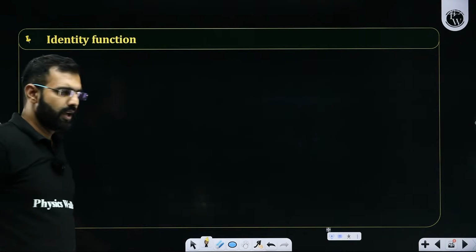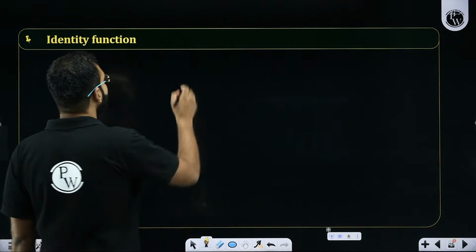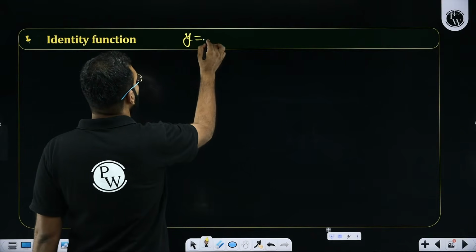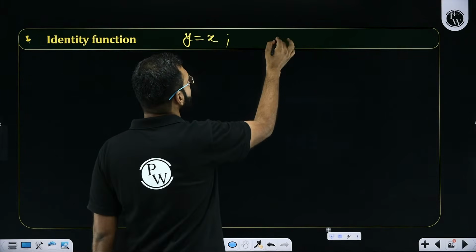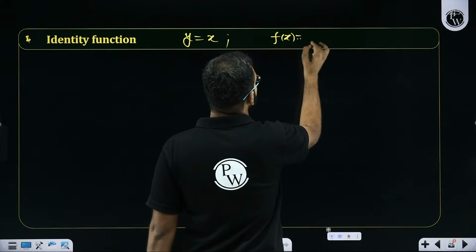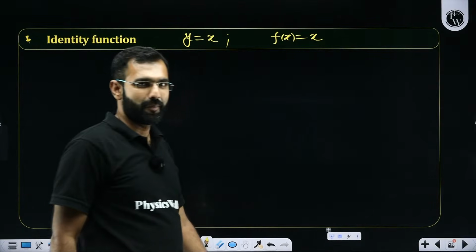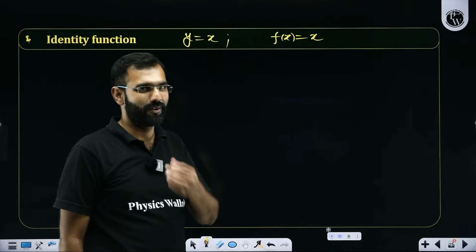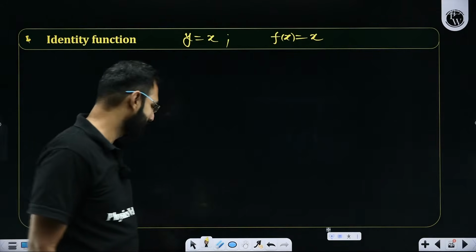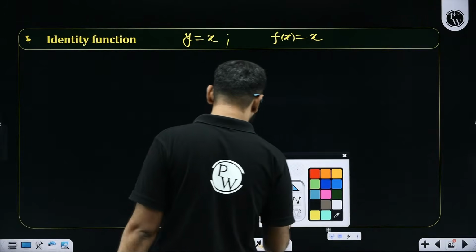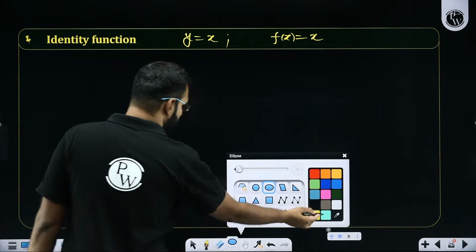Nobody? Okay, I hope some of you may have studied this function y is equal to x, or you may call it f(x) is equal to x. Remember, exact same output as input. That's brilliant, you are correct. Absolutely correct. So if I were to draw its graph, how will you draw its graph, students?